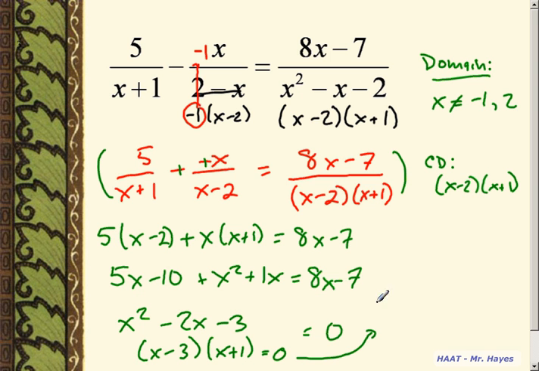So the potential solutions are going to be x could equal negative 1, or x could equal 3. We're going to compare these to the domain. The domain says we can't have x equal to -1. So this is no longer a viable solution. That's extraneous. And so your final solution set is going to become just 3.